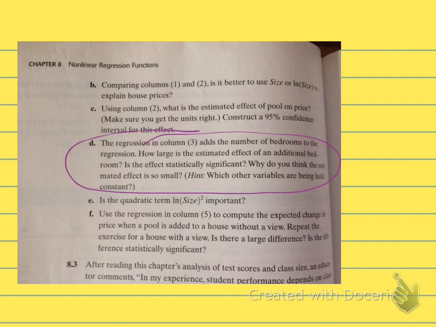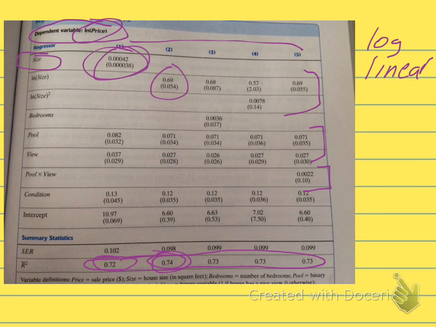Or why is the effect so small? So we go here to regression 3, and we're looking now at the coefficient on bedrooms, and we see that the coefficient on bedrooms is 0.0036. The standard error is 0.037, so this is definitely not statistically significant. The t-stat is going to be about 0.1, so we're certainly not going to have a p-value less than 0.05. So it's not statistically significant, and we might say, well, why isn't it statistically significant?